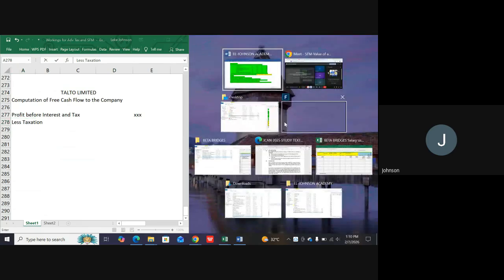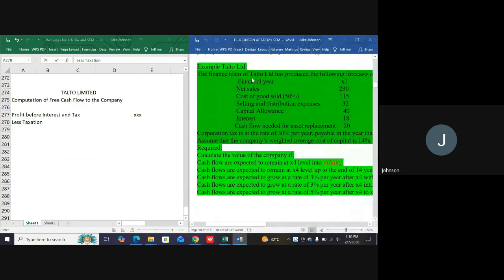Okay, then we pull this one here. So let's check. The question is that our corporation tax rate is actually 30%. So this taxation is going to be at 30%. So we're going to get what that figure is. We now put it in bracket. Okay, so that is our taxation.